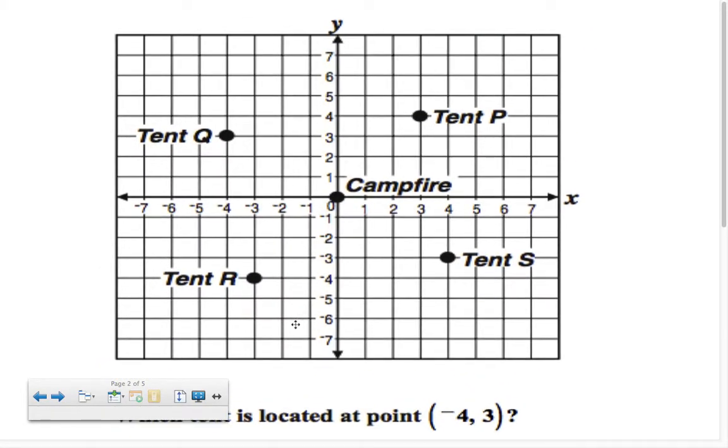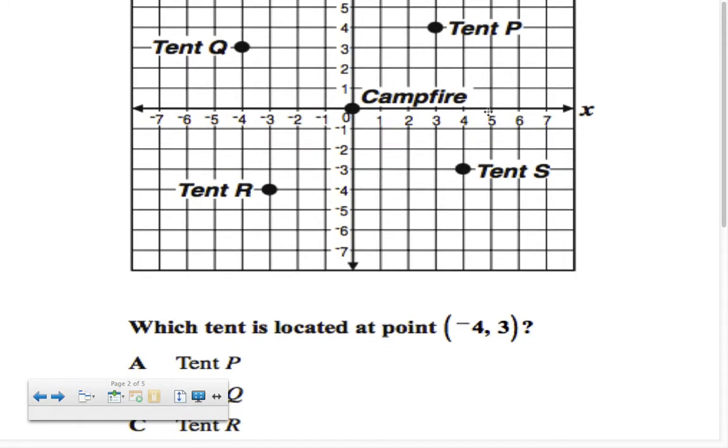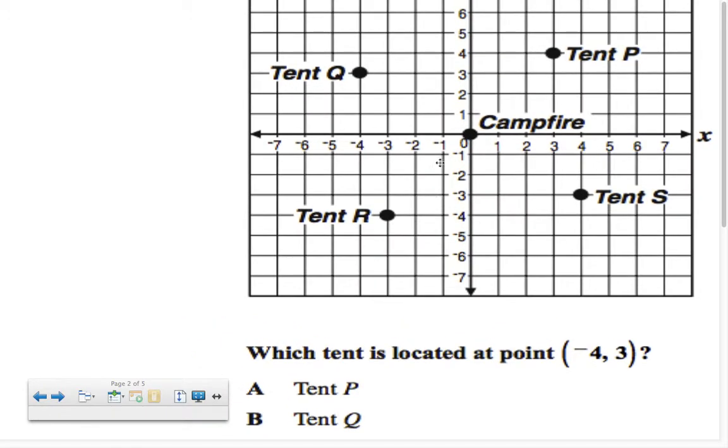But I'm curious, could you in your head tell me what tent P is? Go ahead, I'll count in my head like 5 seconds. Do you know what tent P is? Say it before I say it. It's 3, 4. How about tent S? Can you say in your head what tent S's ordered pair is before I do? It's 4, -3.